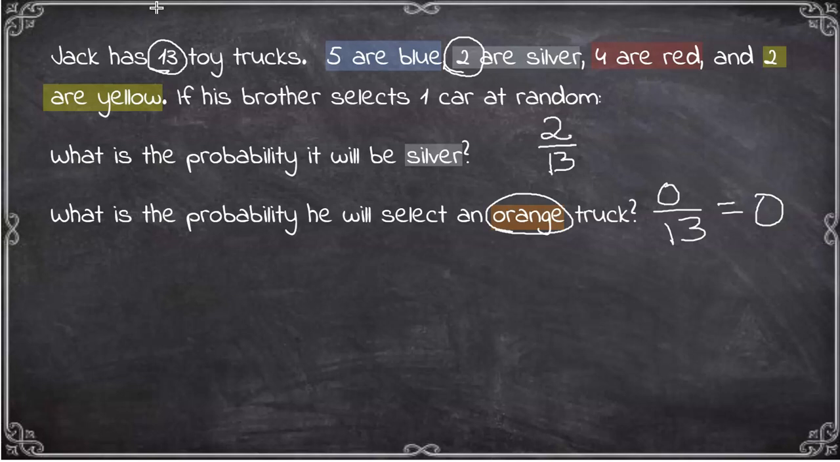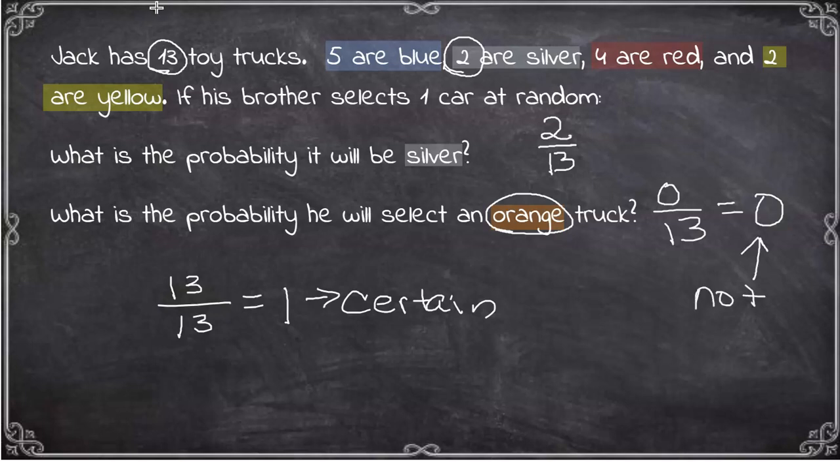If we ask something like, what is the probability he will choose a toy truck? Well, that would be a 1, because they're all trucks and there's 13 of them. So that would be 13 divided by 13, which is 1. So certain probability, if it is certainly going to happen, that's always a 1. If it is never going to happen, that would be a 0, or if it is not possible.